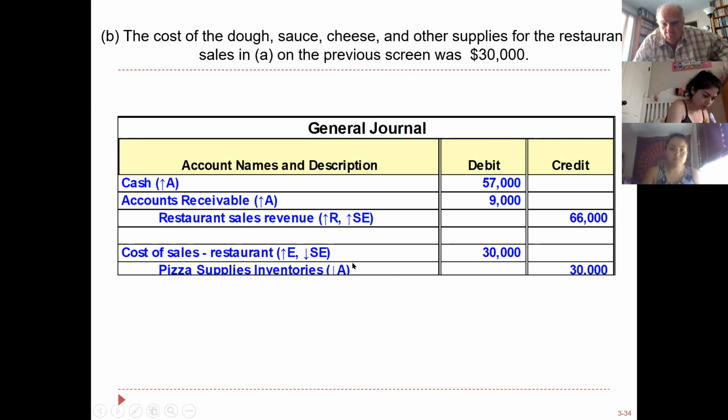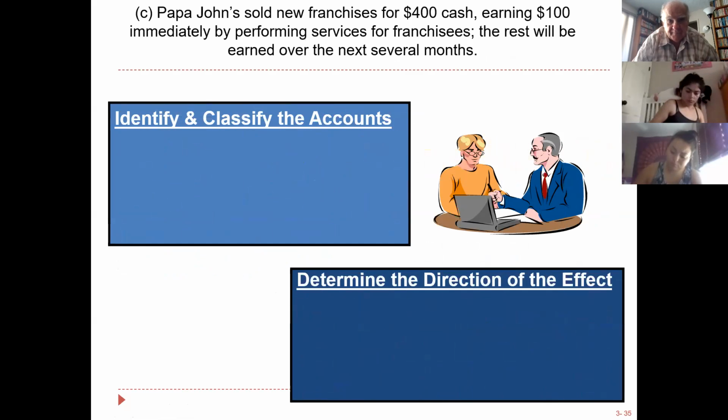So you have to debit cost of goods sold, which is the cost of the ingredients in the pizza, and you have to take that out of your inventory. That's where the pepperoni and the salami and the cheese were. It was sitting in your inventory. Every sale will have a sale and a cost of goods sold element, and we're really going to get heavy into that, okay? Papa John's sold new franchises for 400 cash, and then they did some work for the franchises. The rest are going to be earned later.